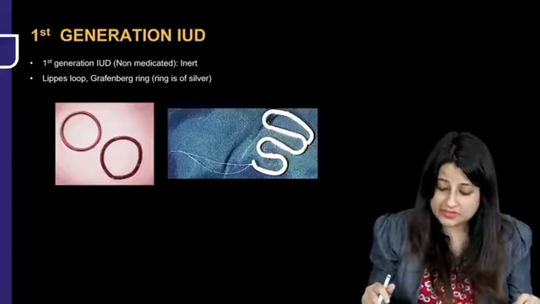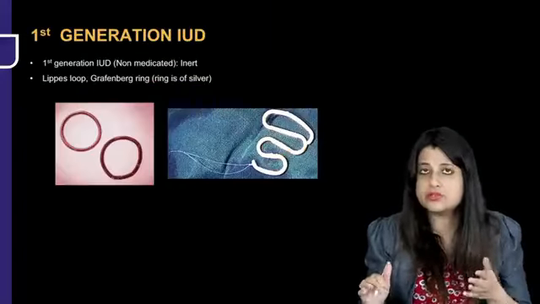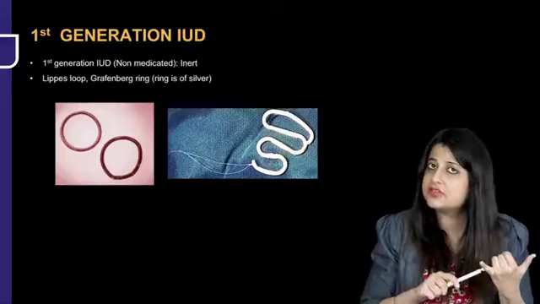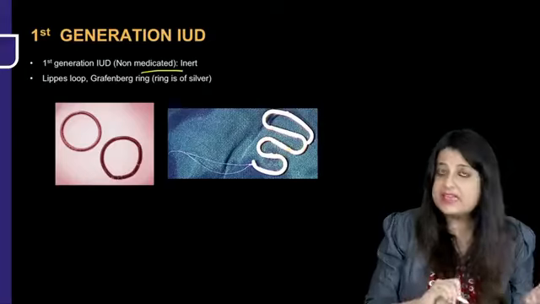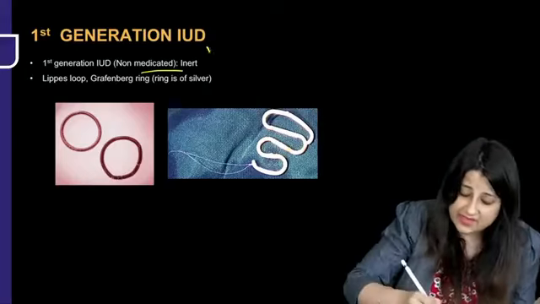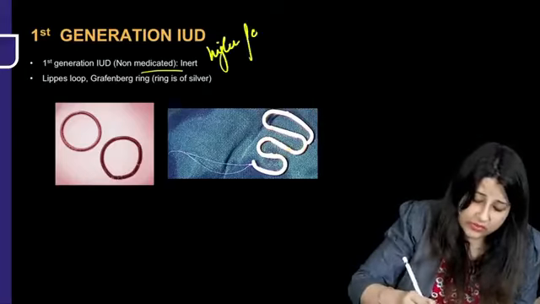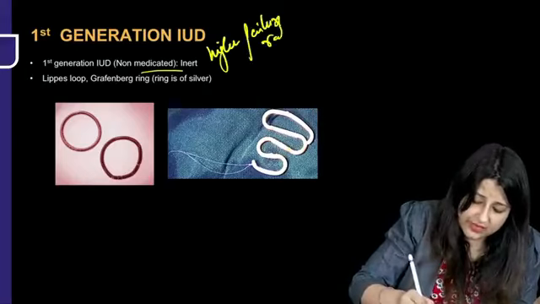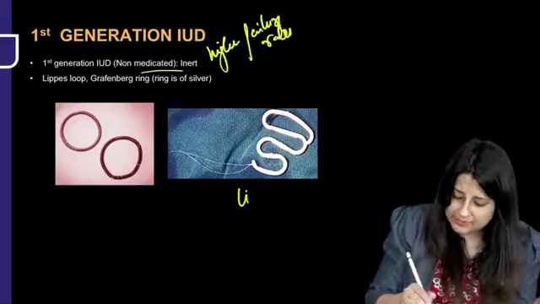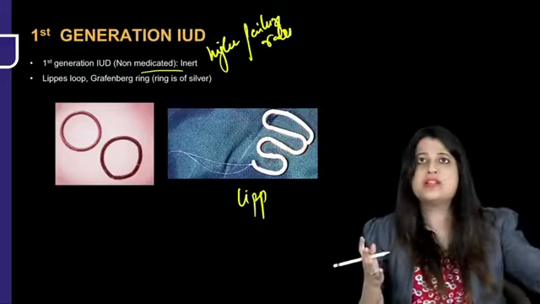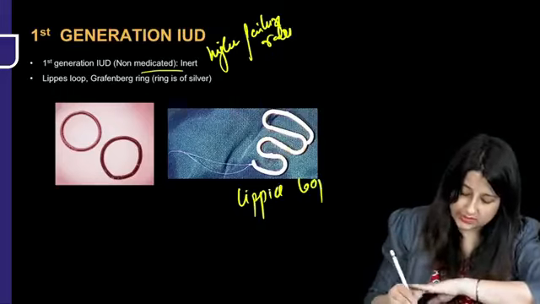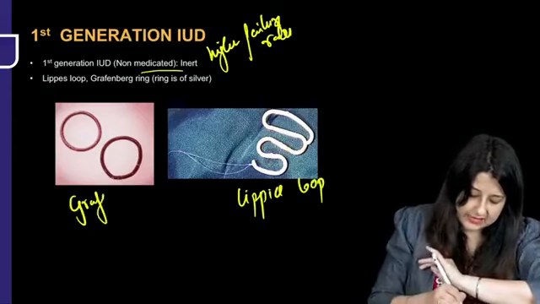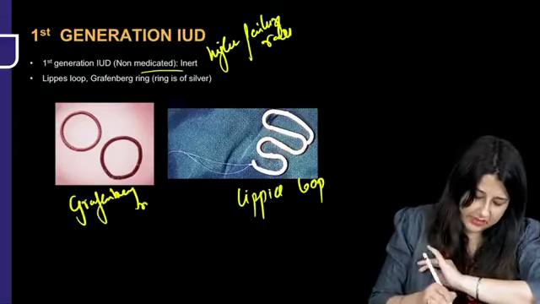Now, when I come to the intrauterine device, you need to know the images. There's first generation, second generation, third generation. The first generation ones are non-medicated, inert. They have very high failure rates, so they are not used nowadays. You don't have to worry about them, but if your examiner is an old examiner, he can give you a repeated question from here. This is a Lippes loop, and this circle is a Grafenberg ring, everybody.